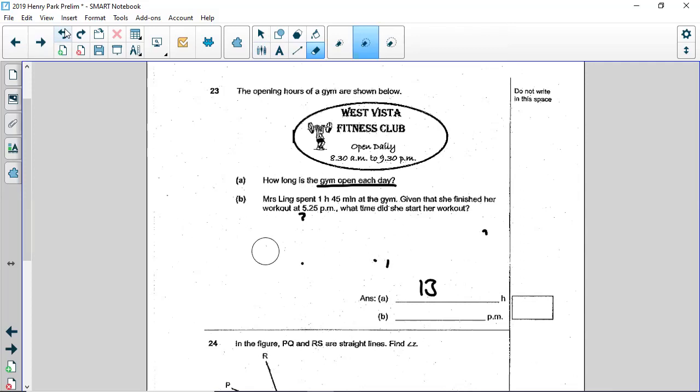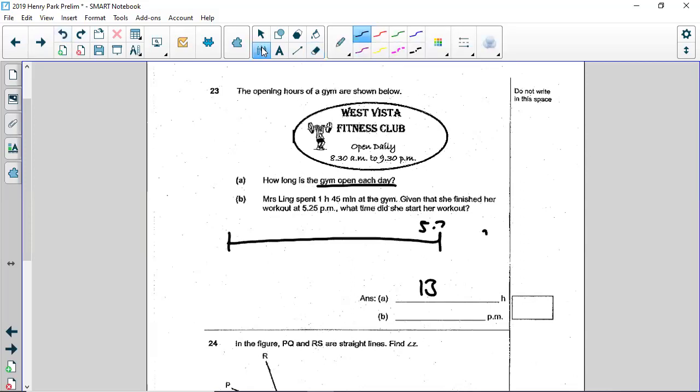Now, Mrs. Lee spent 1 hour 45 minutes at the gym, and given that she finished her workout at 5:25 p.m. All right, so this is the ending time, right? So you have to jump back to find what time she started. So how do you jump back? You can jump to the nearest hour, or you just minus 1 hour also can, and that will give you 4:25 p.m. All right, and then you jump back 45 minutes.